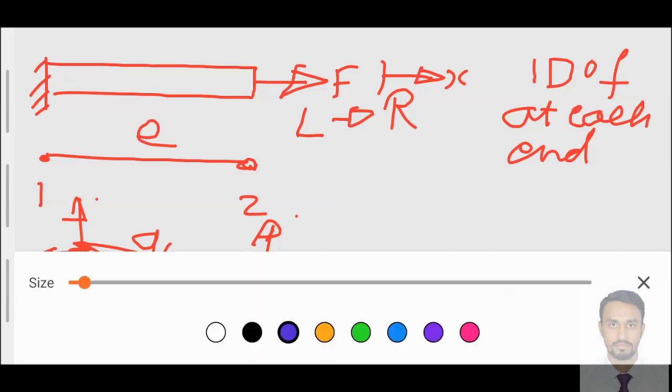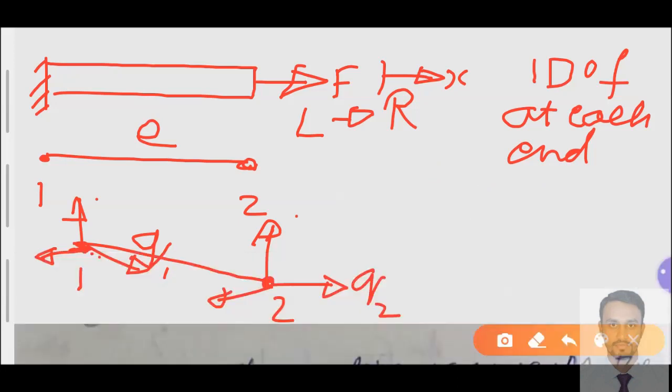Two degrees of freedom at each node. Q1, Q2 at node number 1: along the x direction Q1 displacement, along the y direction Q2 displacement. At node number 2, along the x direction Q3, along the y direction Q4. This means each node has 2 degrees of freedom. Along the z direction, displacement is equal to 0.